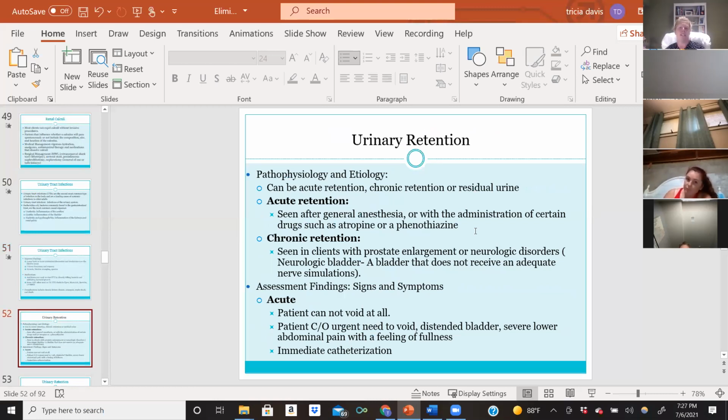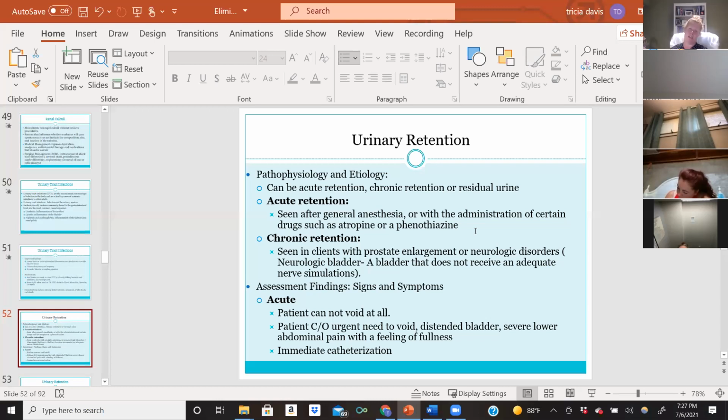All right, urinary retention. Urinary retention can be acute, or it can be chronic, or it can just be residual urine, which means that you are urinating, but you leave some urine behind. Acute retention, we usually see after a patient has general anesthesia, when everything goes to sleep. Sometimes we see it with certain medications like atropine or phenothiazine. It's pretty common to have acute retention, but then after the medicine gets past the half-life and starts to wear out of the system, that usually resolves.